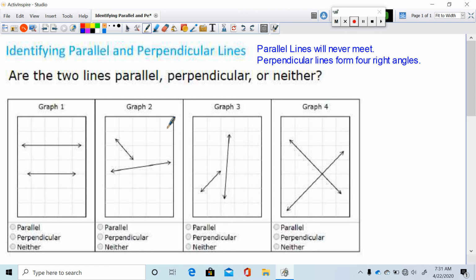Perpendicular lines form four right angles. The best way to think of a perpendicular line is like a wall. So you want to say, well, if that was a wall and a floor, would that building hold up?